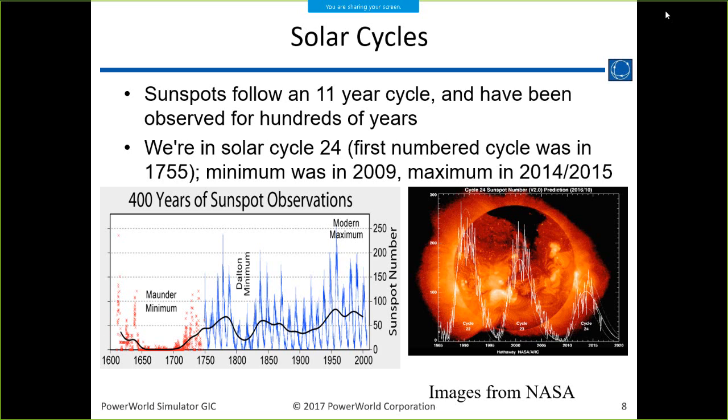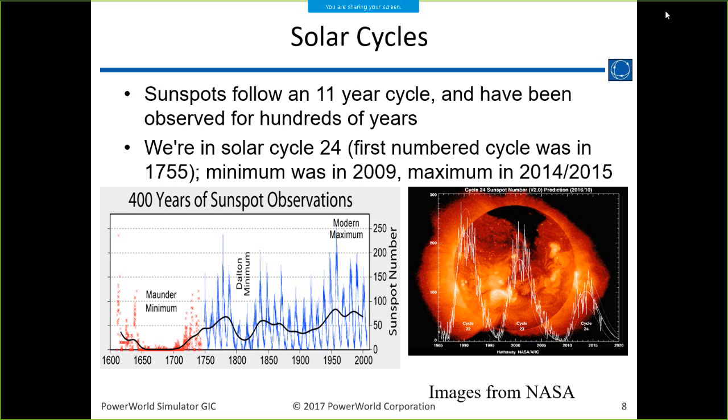There was a period where evidently there were very few sunspots. That was called the Maunder Minimum, and it corresponded to a little ice age, at least in Europe. Since then, there's ups and downs. There's an 11-year cycle, and then there's other cycles superimposed on that.